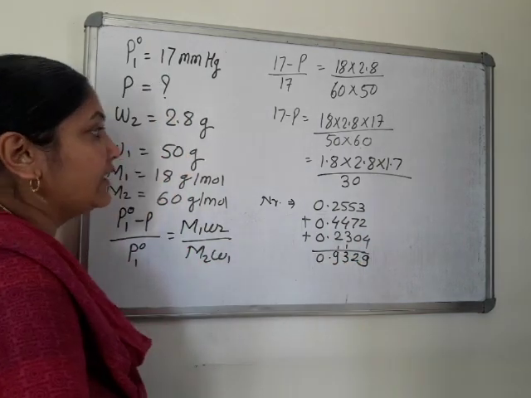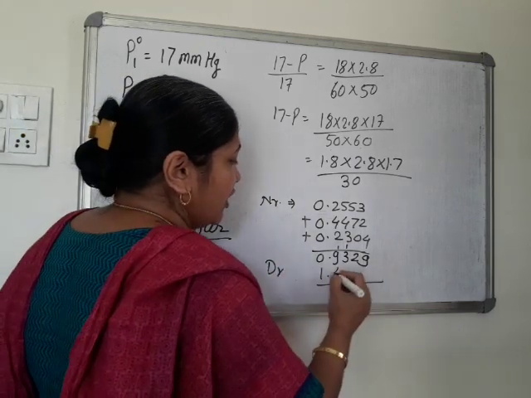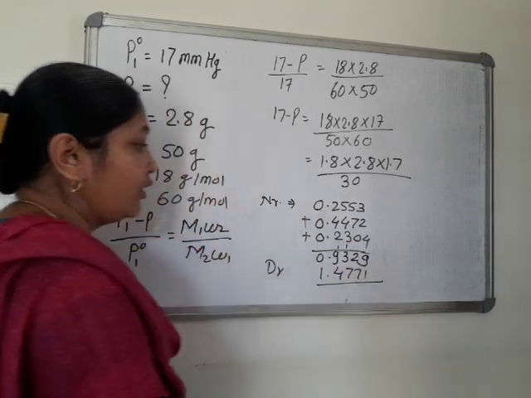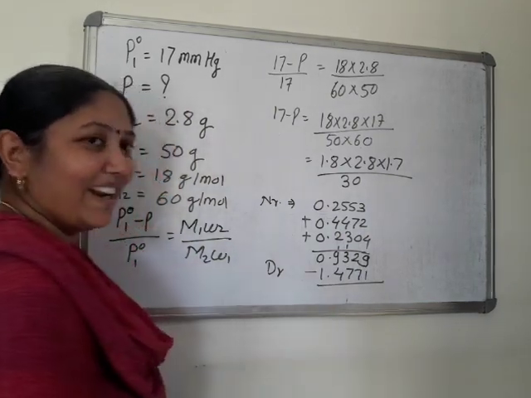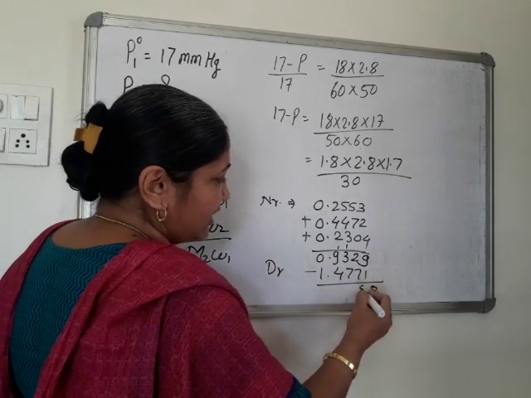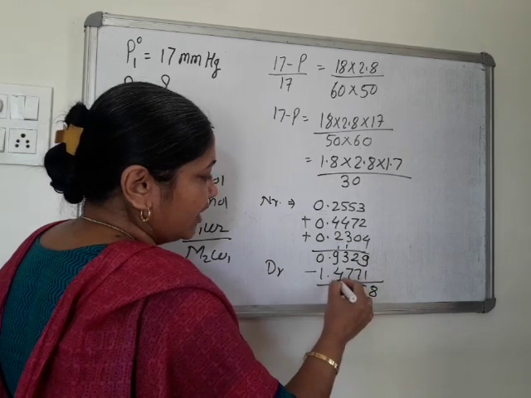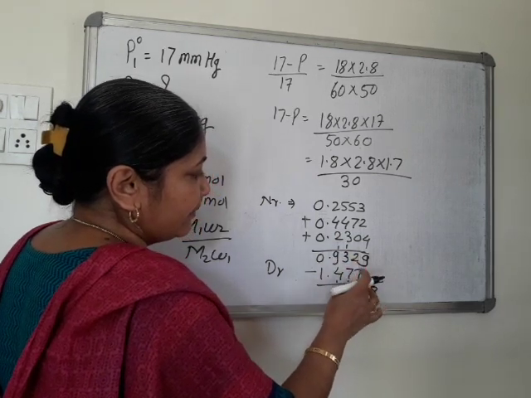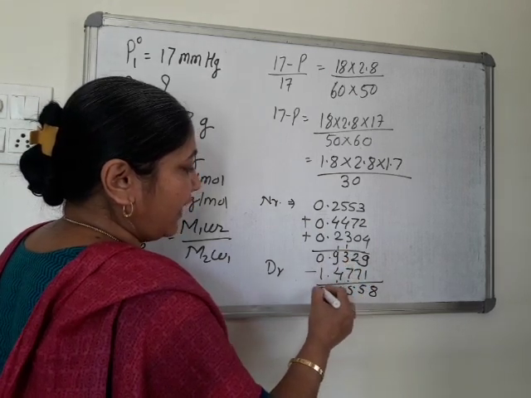Nine 9329, and subtract the denominator. The denominator is 30, and 30 means 4771. Yes, I know that log. 4771, subtract it. What's the value? It's 8. 12 minus 7, 5. 13 minus 8, 5. Then here it is 9 minus 5, na? 4. And this is bar 1.